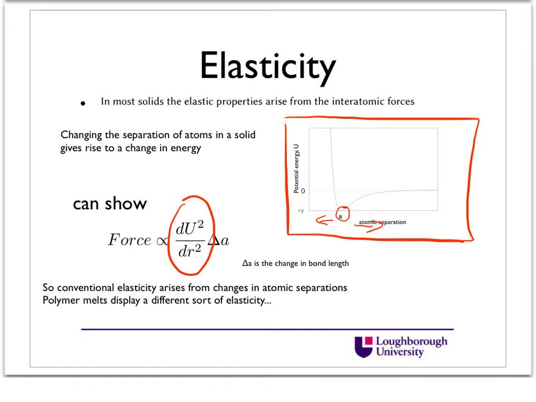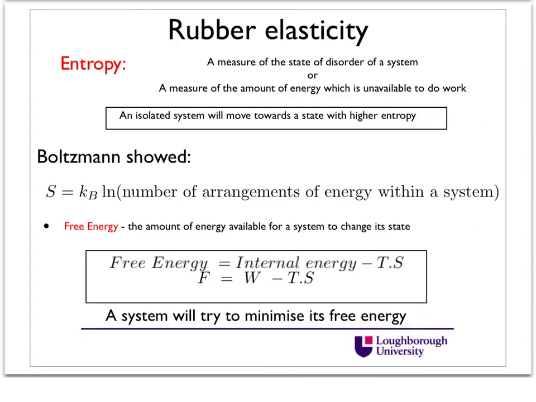So whether you compress a material or extend a material, you get this force arising from the separation of the atoms that gives rise to elastic effects. And from this sort of effect you can show that you get things like the familiar Hooke's law. Now, that's for solid materials, but polymer melts display a very different sort of elasticity, and we're going to look at that next.